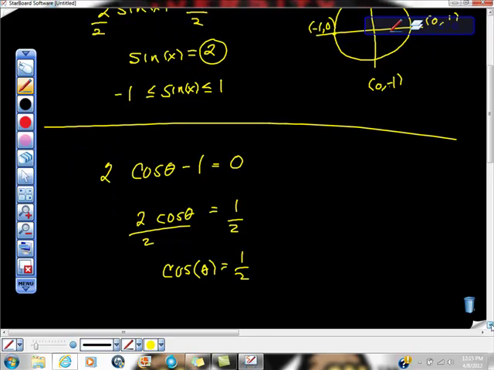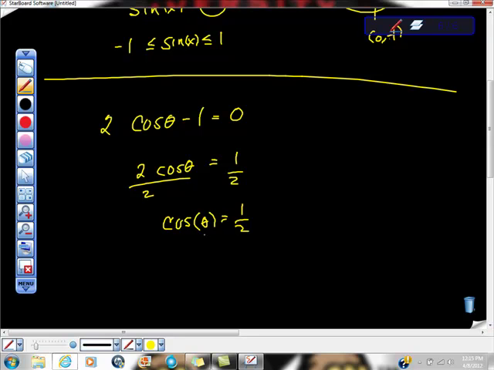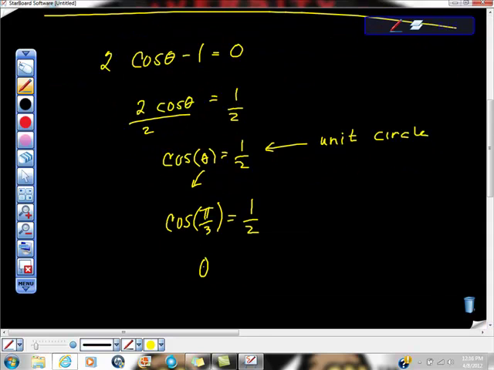And what we're going to do here is ask ourselves, for what theta value is that true? So we go now to the unit circle, and this is something I've been trying to really push on to you guys, is that you have to know your unit circle. So if you have your unit circle in front of you, this will become really, really easy because we know that cosine of pi thirds is equal to 1/2. And therefore theta is equal to pi thirds.